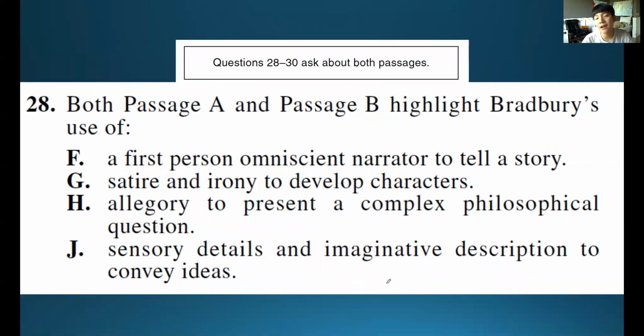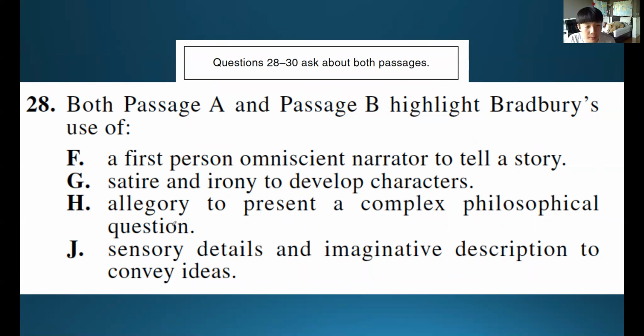These three questions ask about both passages. Now, be careful not to confuse the two passages' content, because they were both written by the same author, talking about the same person, more or less. It's very, very easy to confuse them. It says both passages highlight Bradbury's use of, and this is a really hard question. We have to find each of these elements in both passages before we can circle them. So this is a process of elimination question.